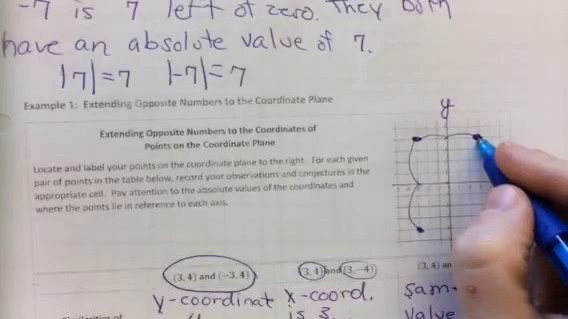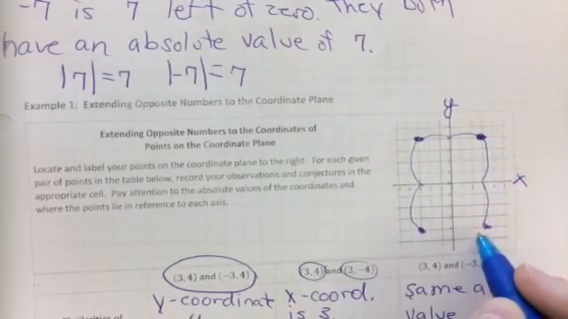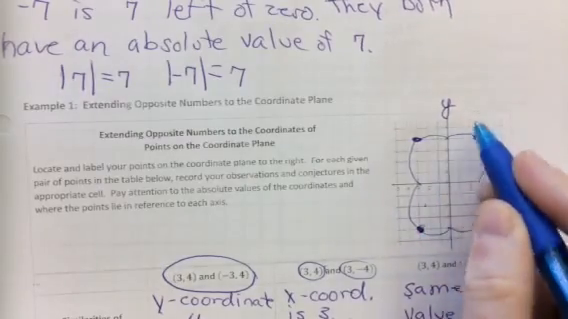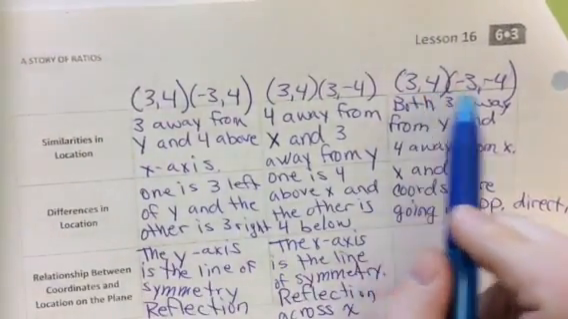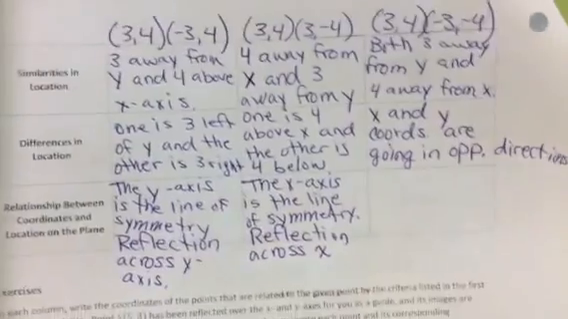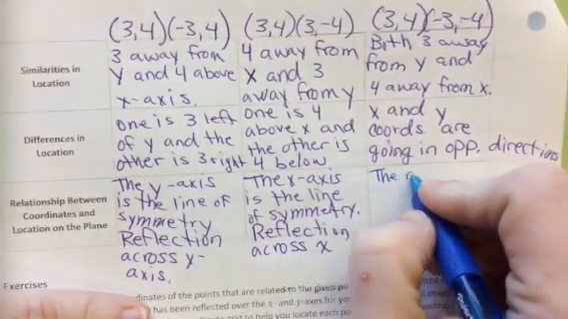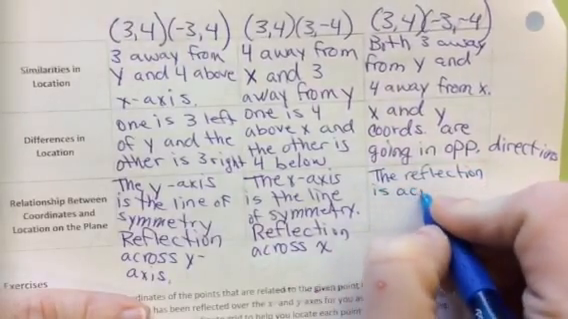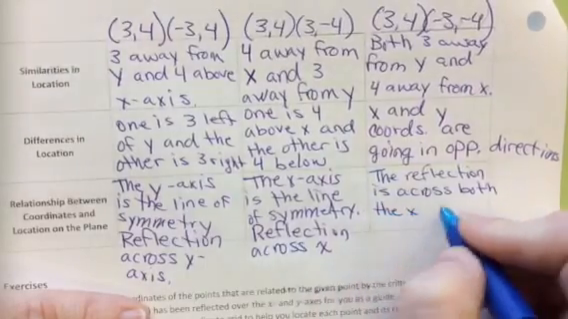Or, it doesn't matter if I do the x and y-axis first. I could reflect across the x-axis first and then back across the y-axis to get a point diagonal from each other. When we have that, that's when the ordered pairs, the coordinates, are both opposite from each other. So the reflection is across both the x and y axis.